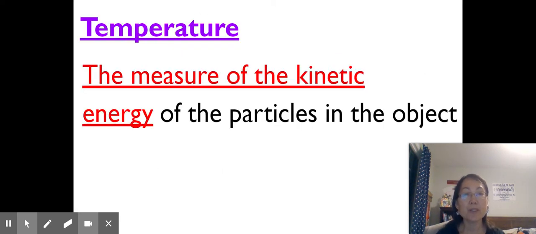So how are we going to measure kinetic energy? Actually, temperature is the measure of the kinetic energy of the particles in an object. We take a measurement of temperature. The higher the temperature, the more kinetic energy, which tells us the particles inside the object are moving faster. That's why the temperature increases.